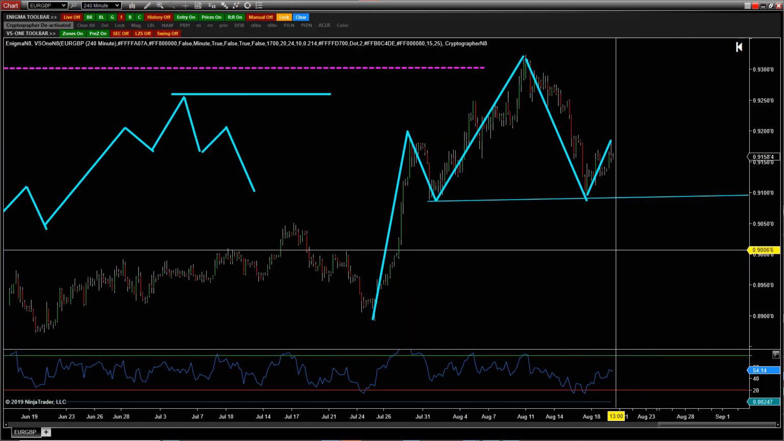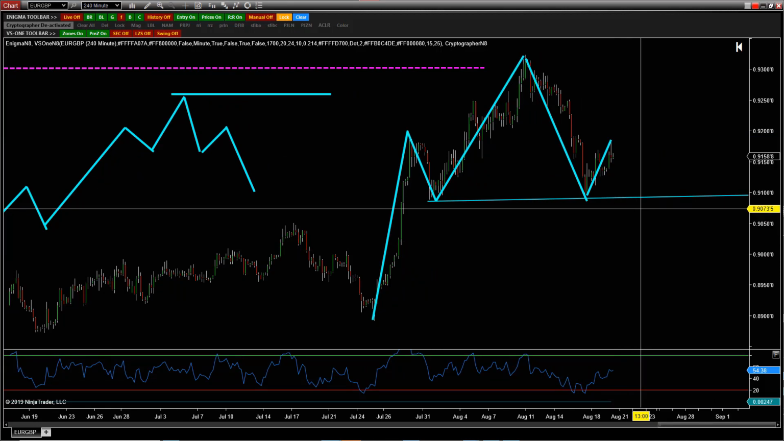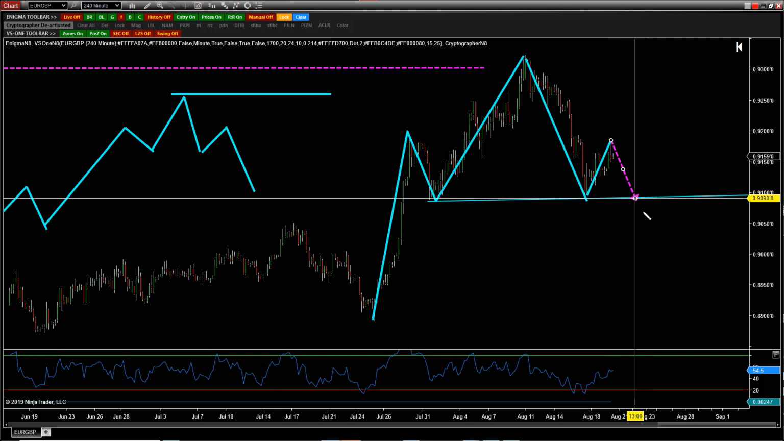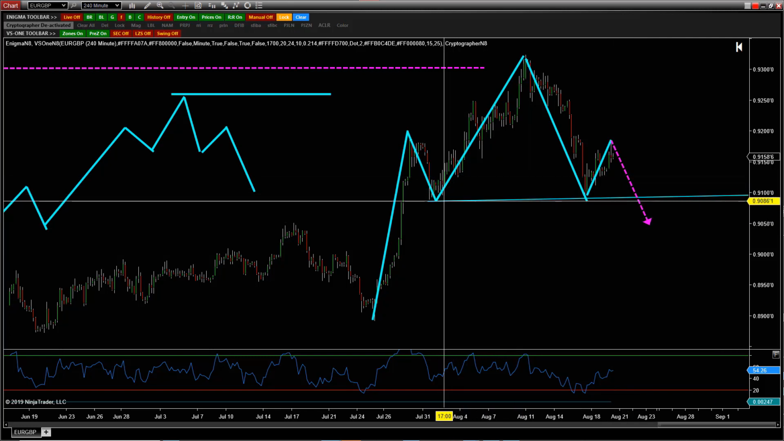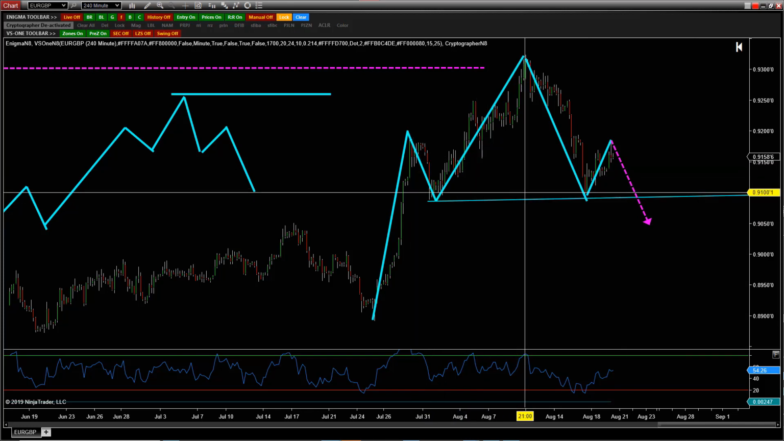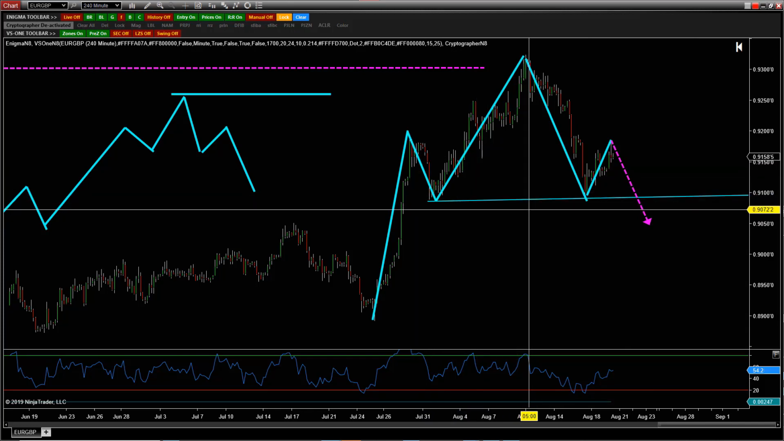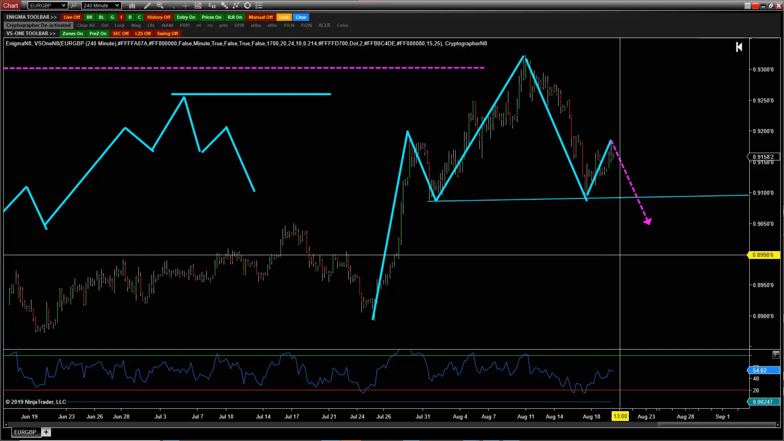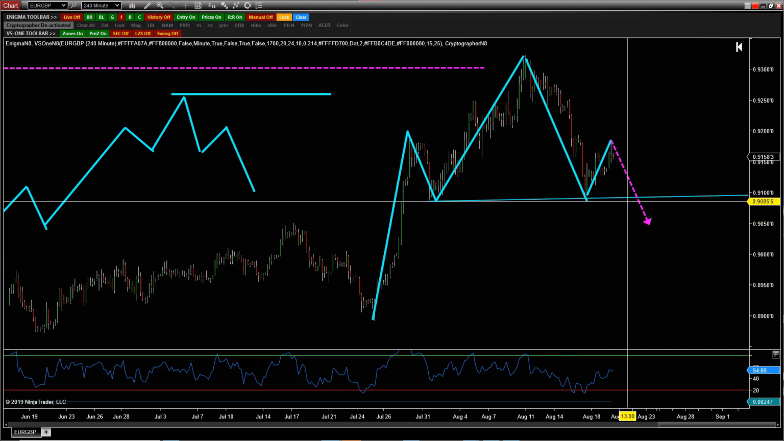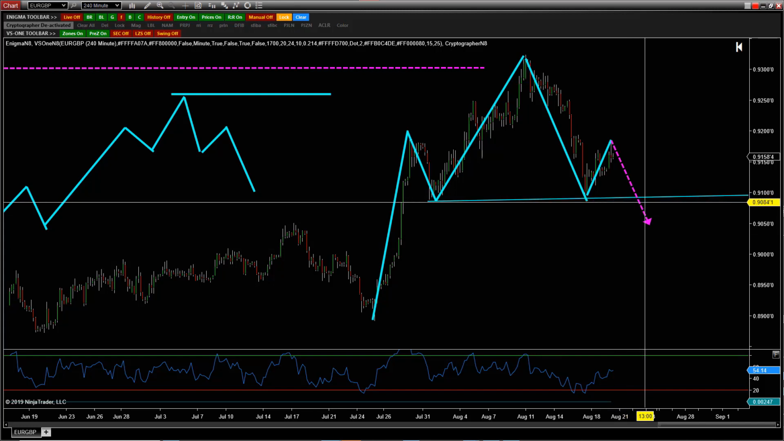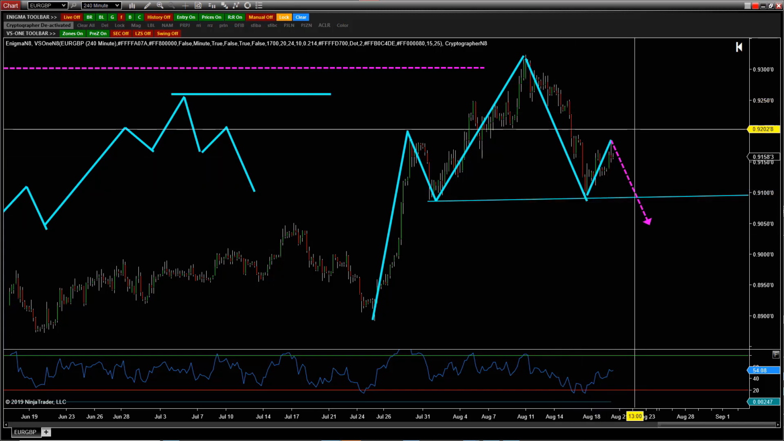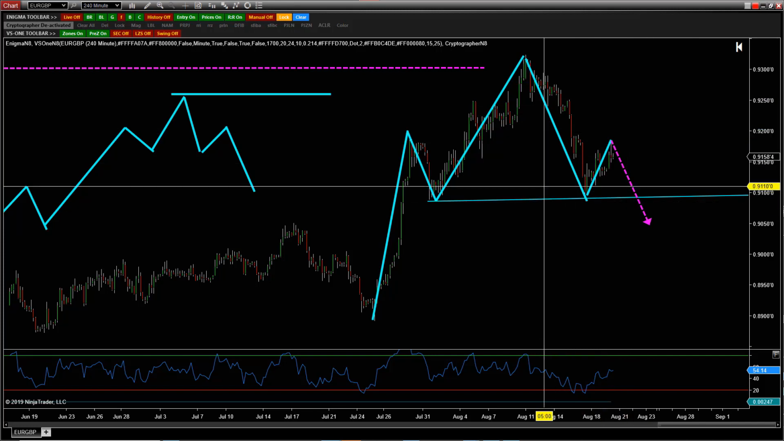Now, I don't know if this is going to be a valid head and shoulders until we violate this neckline. And violating this neckline would be no different than violating that outside return. So when I trade head and shoulders, I prefer to wait until the violation and then look to get involved. But we have something interesting happening at this area.